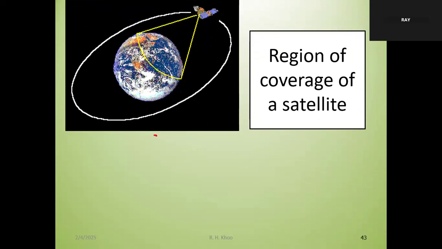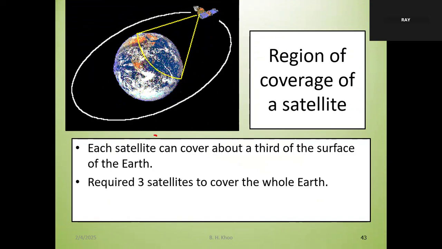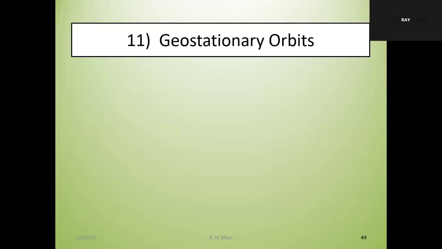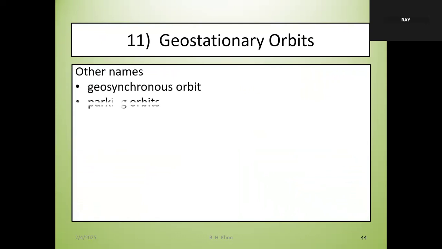Region of coverage by satellite. One satellite will cover about 1/3 of the Earth's surface. So you need 3 satellites to cover the whole Earth. Geostationary orbit. Other names: geosynchronous orbit, parking orbit. Parking orbit is not that common. The reason why it's called parking is like parking a car. When you park a car, the car stays there. So when you park your satellite in a parking orbit or geosynchronous orbit, it stays there above the same point all the time.